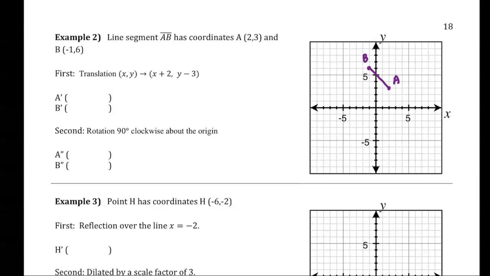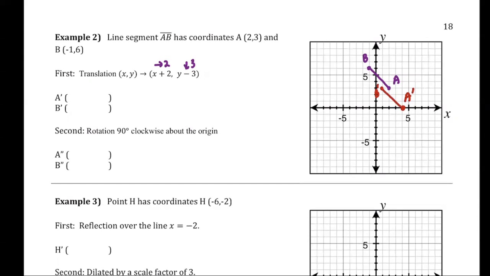And now we're going to apply our first translation. This rule is telling me that everything is going to move right 2 and down 3. So I'm going to take each of my points, now in blue, and move them right 2 and down 3. Point B, I'm going to go right 2, down 3. And this is where my new point B is going to be. Point A, I'm going to do the same thing, right 2, down 3. A prime is going to be right here.